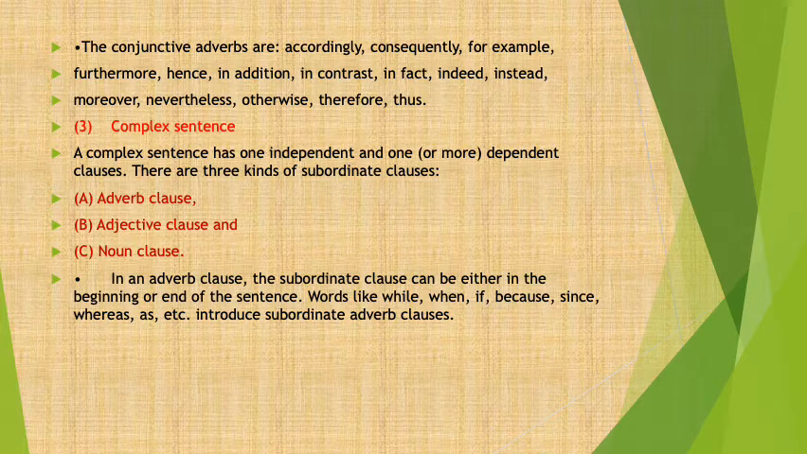Number 3. Complex sentence. This is the third type of sentence. A complex sentence has one independent and one or more dependent clauses. There are three kinds of subordinate clauses.